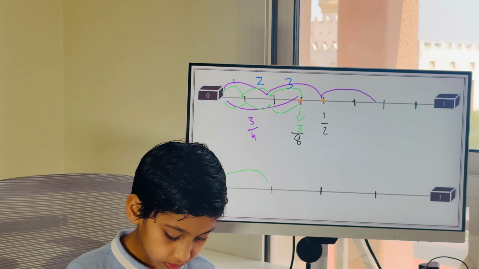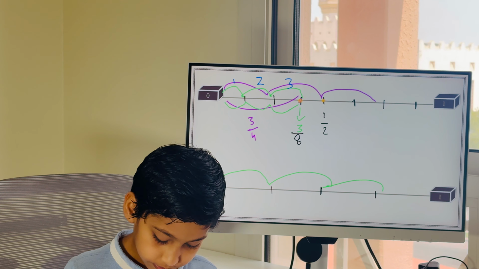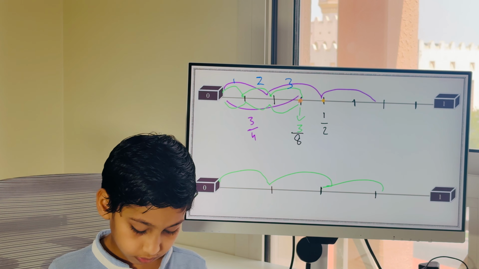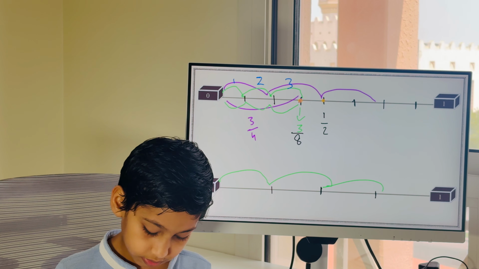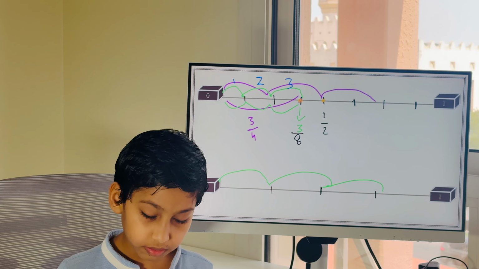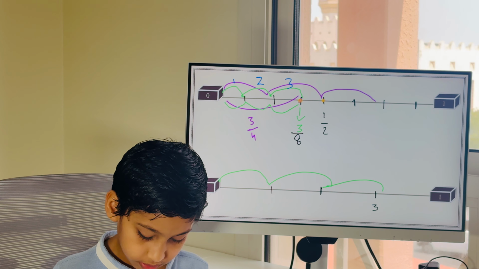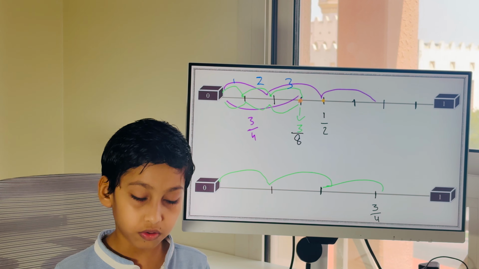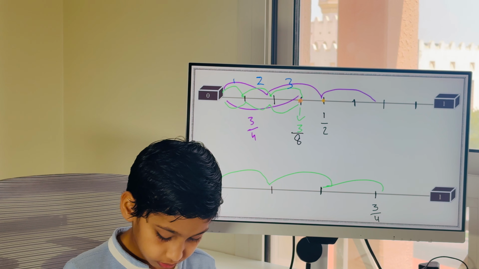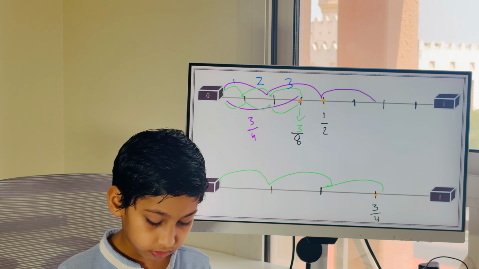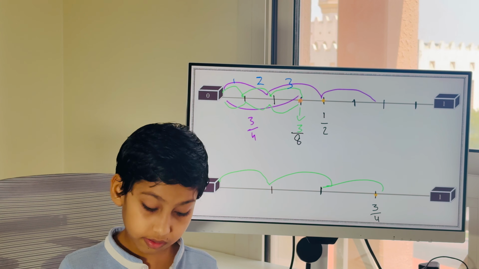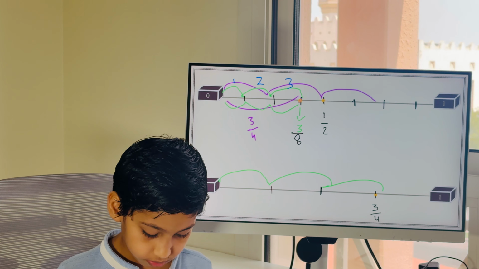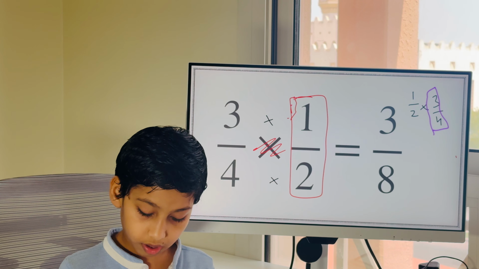1, 2, and 3. Right? So now once I've selected these 3 parts, this shows that this point on the number line shows 3 by 4 or 3 over 4, right? So this point on the number line is 3 over 4, right? Now I have to divide 3 over 4 into 1 by 2. So how do I do that?